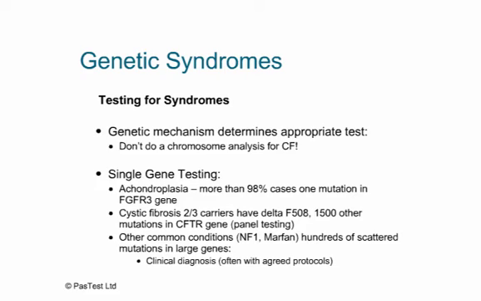For other common conditions such as NF1 or Marfan, there really aren't clusters of mutations in the population, and there's just a scatter of mutations right across these very large genes. What this means is that although mutation analysis is possible in theory, in practice it's far too time-consuming and expensive to do routinely. It's possible if there are specific requirements for it, but it's not routinely offered. And so in these conditions, the diagnosis is usually made on clinical grounds, often with internationally agreed protocols of clinical criteria.